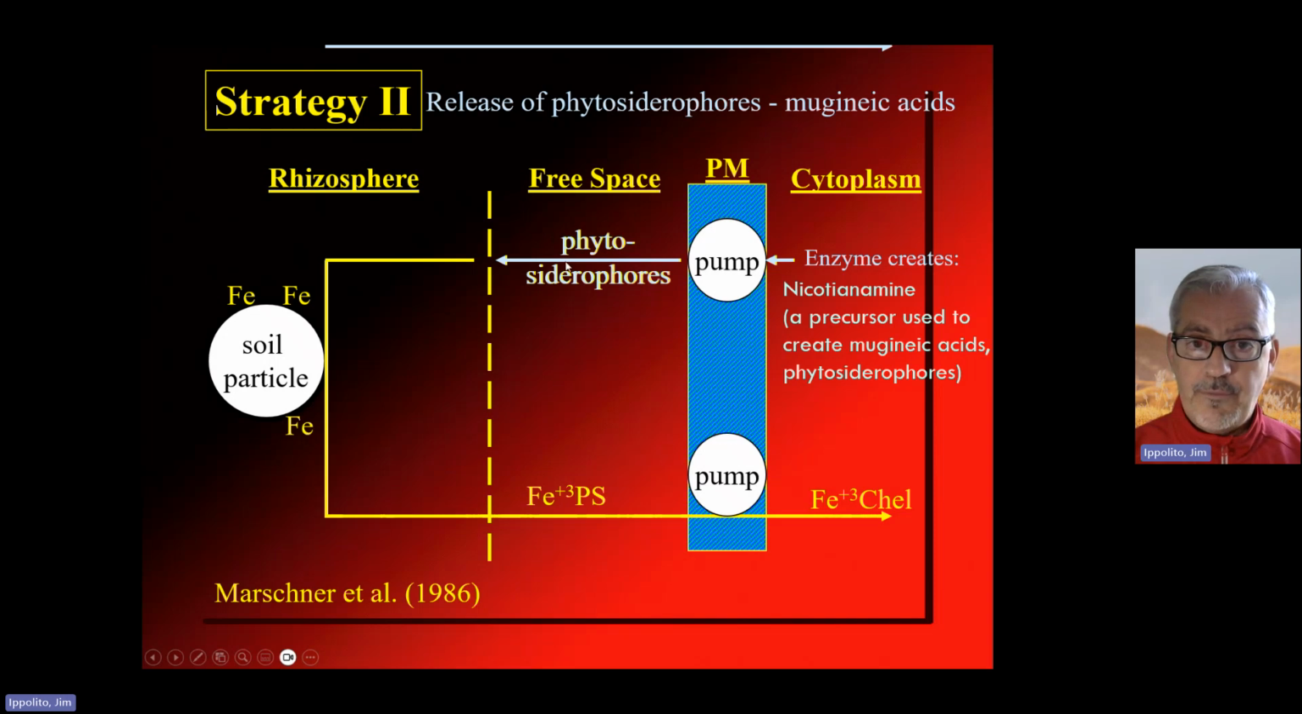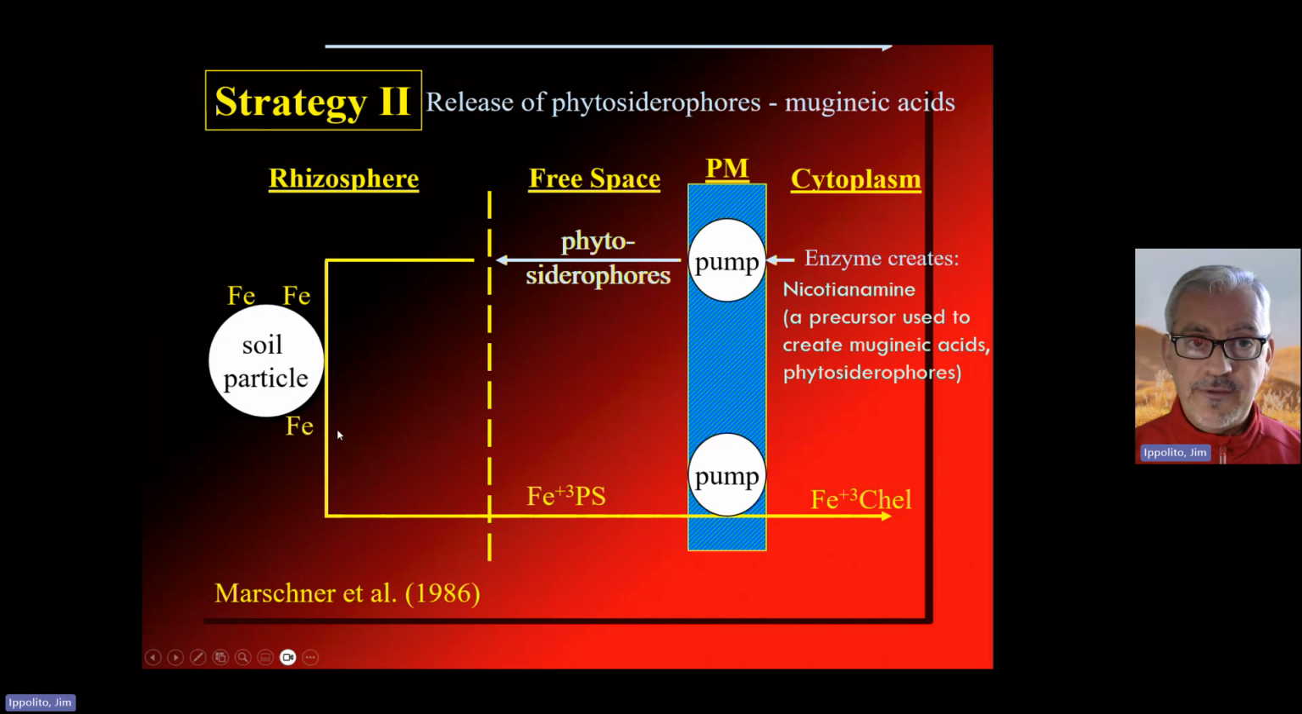The phytosiderophore actually acts like a chelate, and it can go out into the rhizosphere and find iron and complex it and carry it back to the root itself, right? So there's one thing that's different between strategy 2 versus strategy 1. Strategy 1 does not create phytosiderophores or chelates inside the plant root itself.